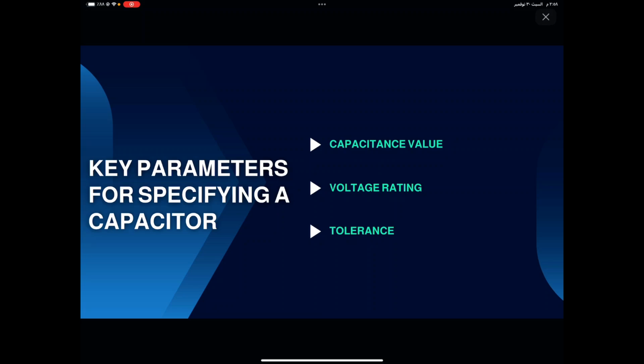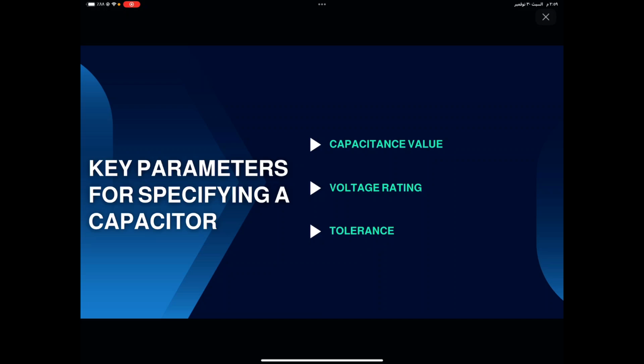It is the primary characteristic of a capacitor, and it is the ability to store charge. It is measured in farads, and the common practical values are the picofarad, the microfarad, and the nanofarad. The capacitance value directly influences the capacitor's role in a circuit.